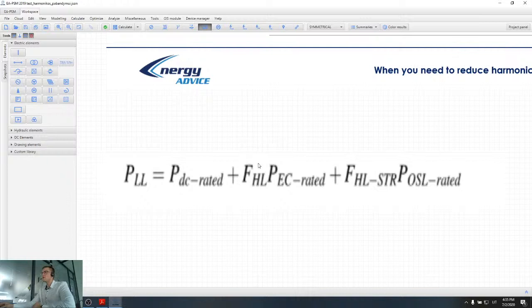Here is the factor F, which represents the harmonic level in the network. The higher the F rating, the more harmonics we have in the network. We can multiply factor F by the power losses in the electrical network without the harmonics in order to get losses with the harmonics. So the software does allow calculating this factor F. We have one more factor, FHL slash SCR, which is a factor for stray losses.